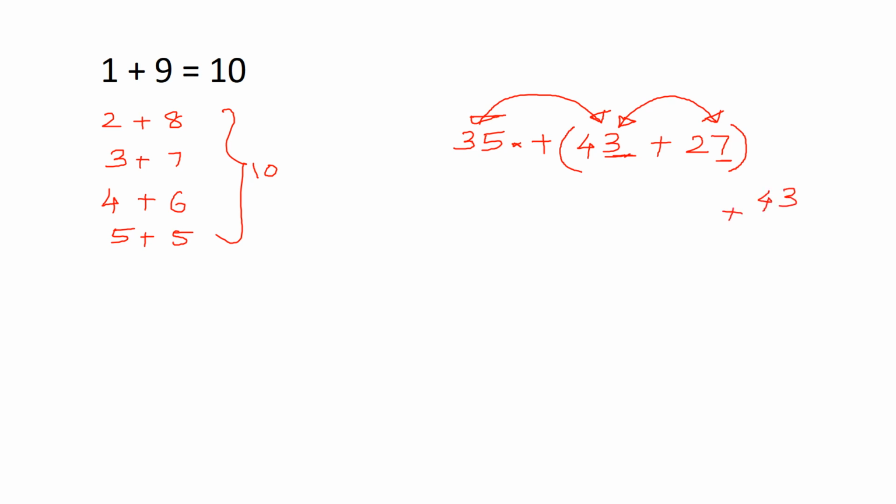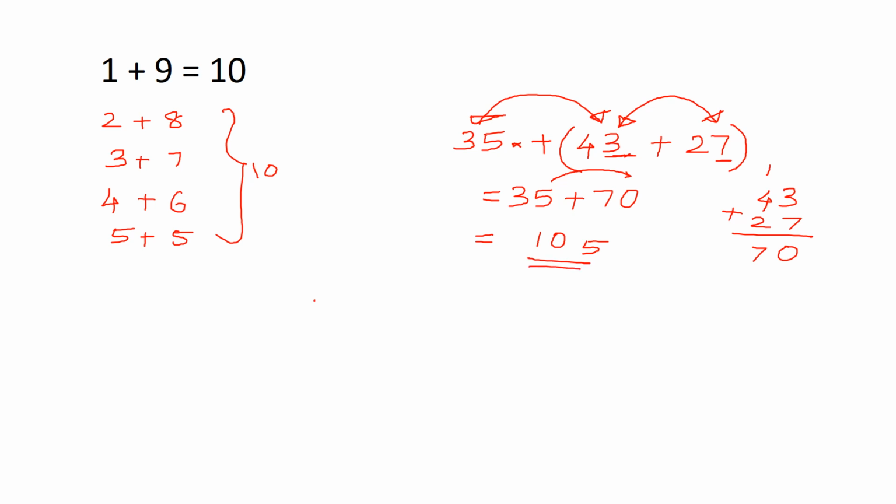43 plus 27. 3 plus 7, 10. Carry over 1. 1 plus 4, 5. 5 plus 2, 7. So you get here, this is equal to 35 plus 70. Now when you add 5 plus 0, 5. 3 plus 7, 10. 105.